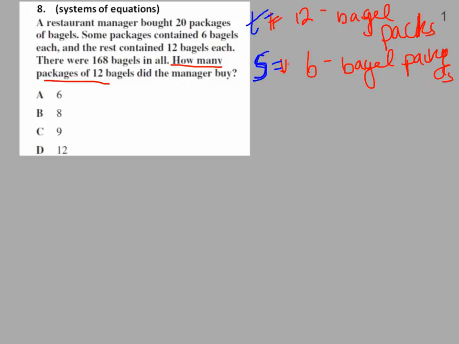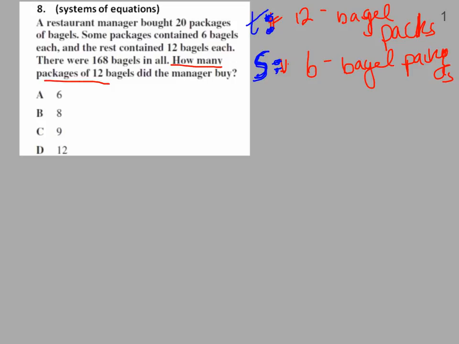Now here is the mistake a lot of people are going to make. T does not equal 12. T is the number of 12 bagel packages. So if there's 10 packages that have 12 bagels in them, then T is 10. It's not 12. All right, so we will start with this.